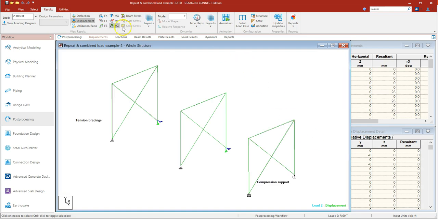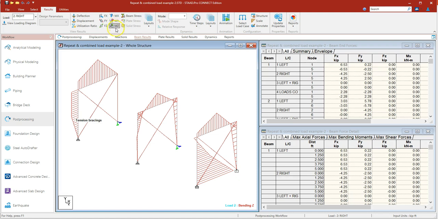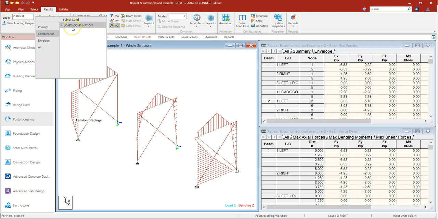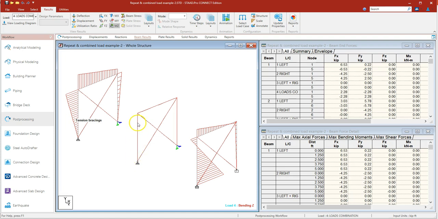Drag the window bigger and find the beam result, the major moment, and choose the combination. This is normal; we use load combination. Under this load combination, we can see the middle frame is what we expected. There is no moment here because all the loads are traded off at the same joint. However, on the left side, with the tension-only bracing, you can see some strange moment here. And also on the right frame, because I changed the support to compression only, we also got some strange bending moment on the whole frame.